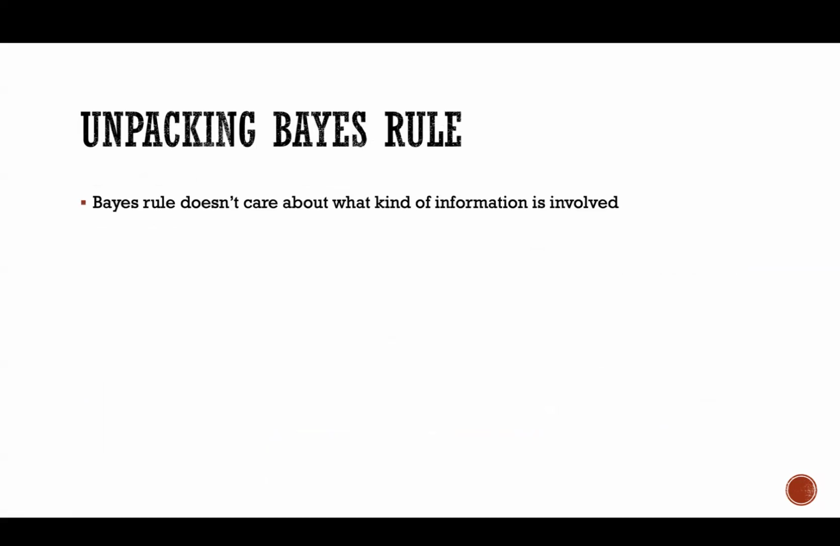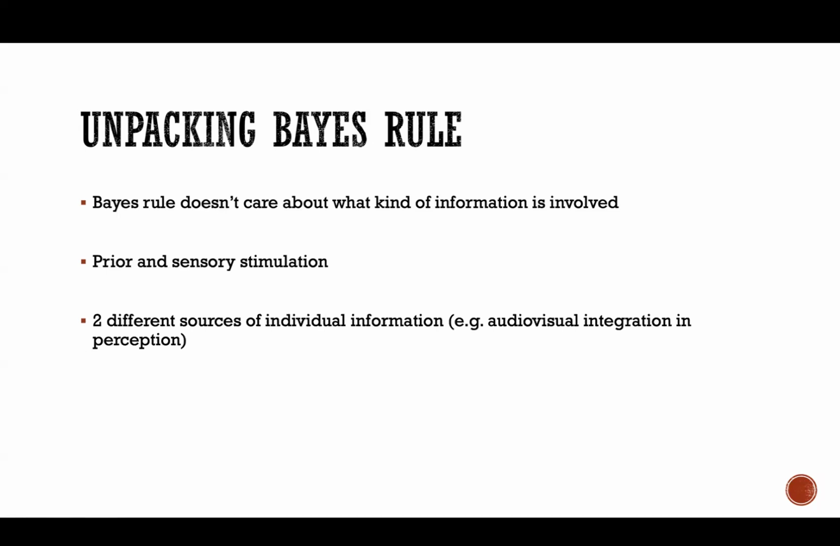And so, however, right, while we can focus on perception as the most obvious case where we can apply this model, Bayes' rule doesn't care about which kind of information is involved, right? We can have priors and sensory stimulation, but we can have also two different sources of sensory information.